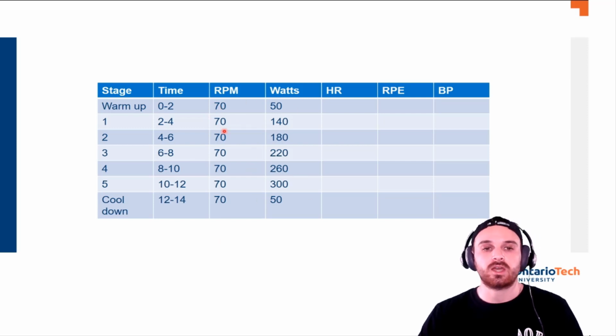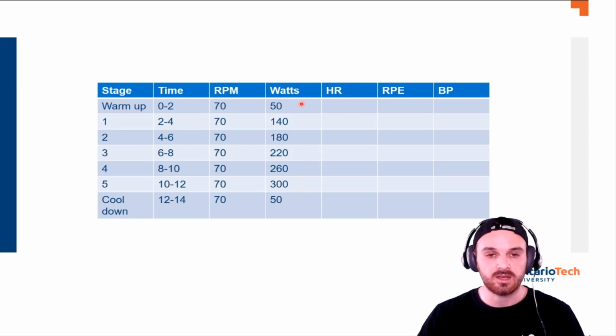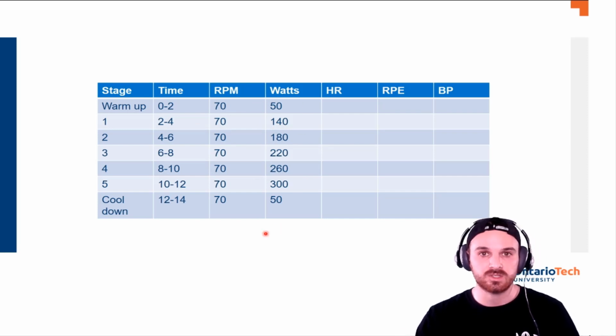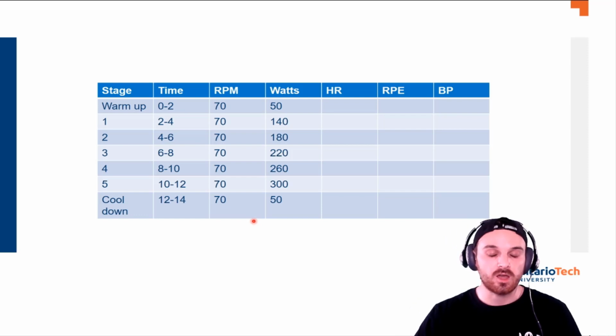Now, typically, I choose the protocol based on the person's familiarity with cycling. Let's say in this case, it was a cycling test. Not all that familiar with cycling, but a fairly fit individual. So I chose low RPMs.